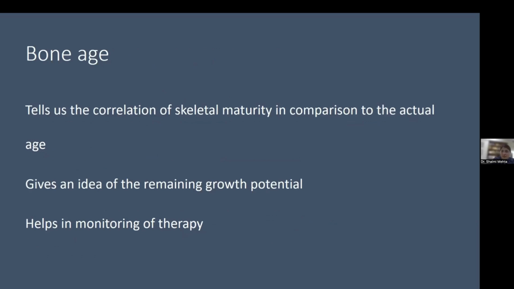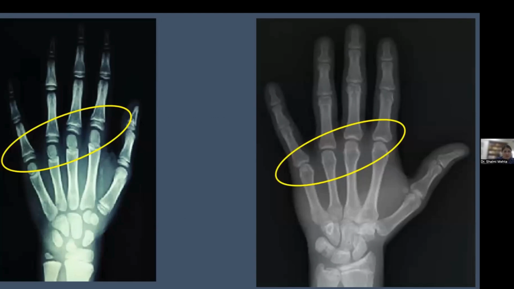Another very, very important aspect as a clinician, for me or for any pediatric endocrinologist, would be to get the bone age. Bone age is almost like a part of the clinical examination for us because it will tell us the correlation between the skeletal maturity, so how my bones are growing inside, as compared to my actual or chronological age. It also gives me an idea of the remaining growth potential. And if somebody is on any kind of treatment for short stature, it helps in monitoring of the therapy also.